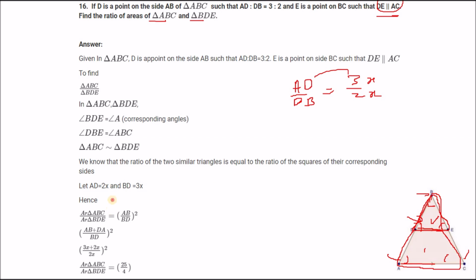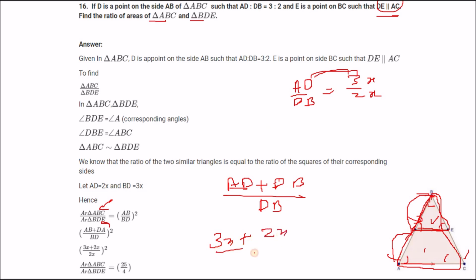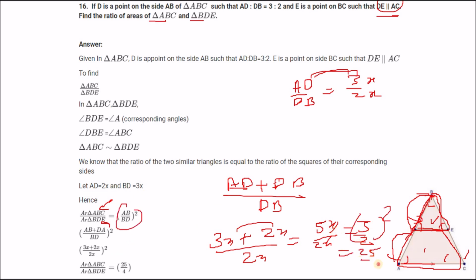So area of triangle ABC by area of triangle BDE will be AB by BD whole square. But AB is AD plus DB, and of course we have DB here. As we said, if AD is 3x, DB will be 2x because the ratio is given. So 3x plus 2x is 5x, and this is 2x. X gets cancelled, you get 5 by 2. But this is square, so you have to take the square. 5 5 is 25, so 25 by 4. So area of ABC by area of BDE will be equal to 25 by 4.